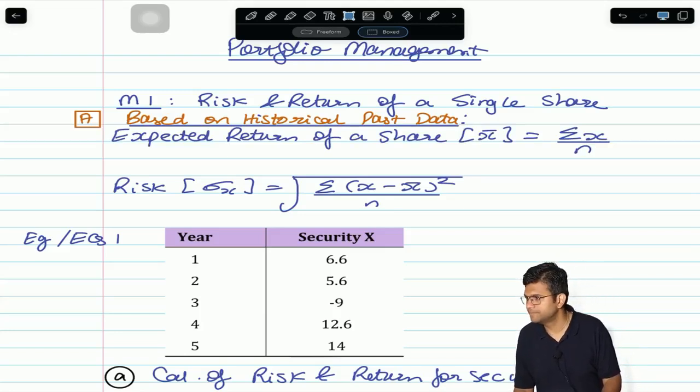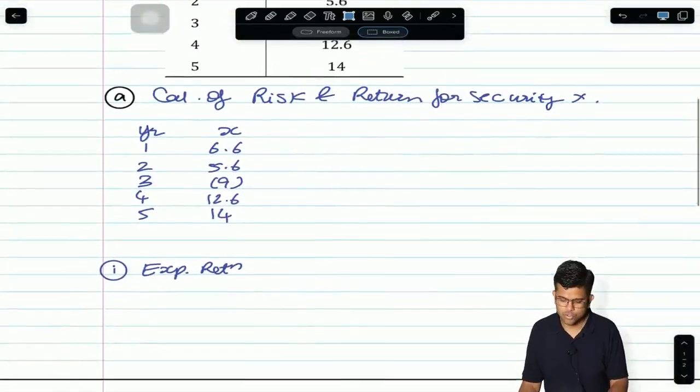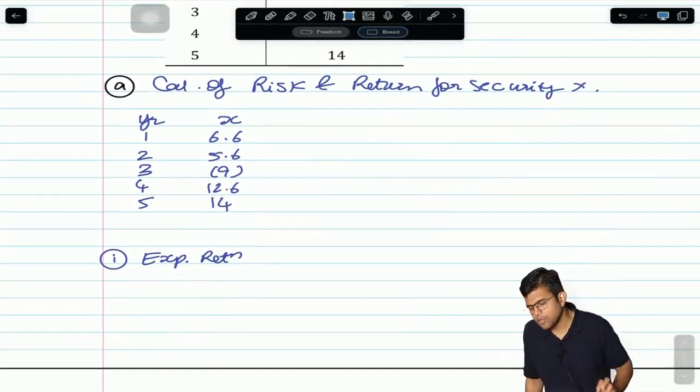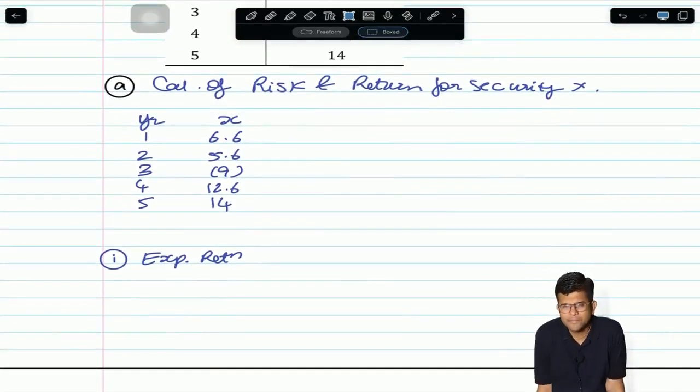All done? Okay. So now what happened is, you are looking at security X. You are thinking whether to invest in this security or not. For that you want to know, sir, what is the expected return? If I buy this share today, what is the expected return? So in answer to this question, we pulled out data of the last 5 years. We pulled out historical past data and we found this.